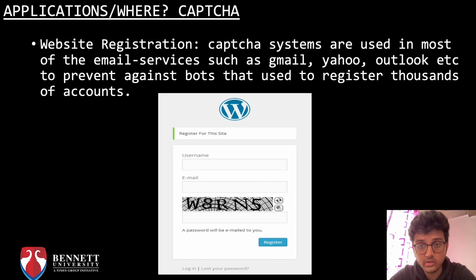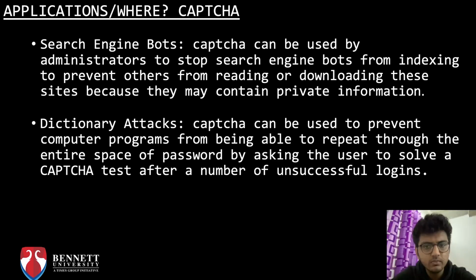Applications of CAPTCHA. Where can CAPTCHA be implemented? First, protecting website registration forms. CAPTCHA systems are used in most email services such as Gmail, Yahoo, Outlook, etc. to prevent bots that used to register thousands of accounts. These bots would register thousands of email accounts every minute using automated scripts. In order to prevent this, a CAPTCHA system can be implemented here.